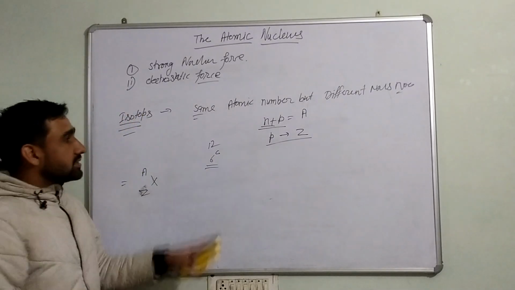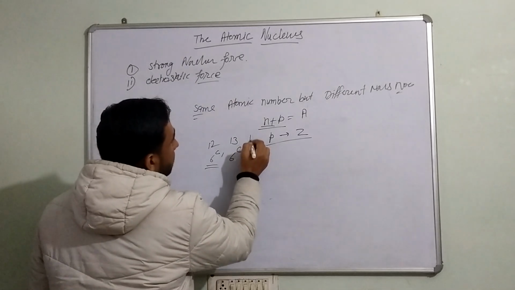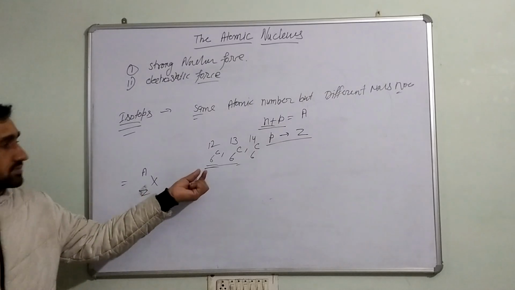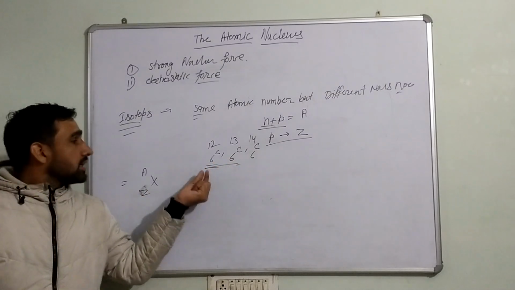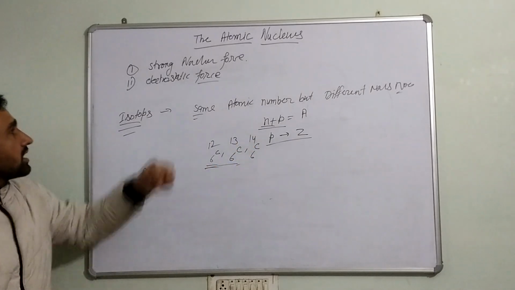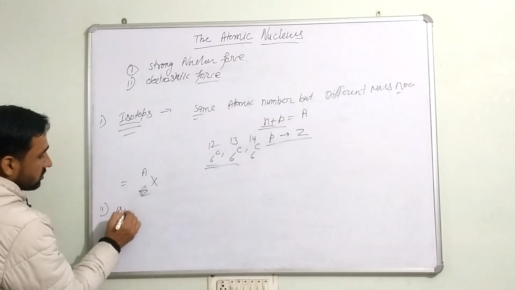Here if you write carbon 12, carbon 13 and carbon 14, these atoms all have the same atomic number 6 but different mass numbers, so they are isotopes. Now come to the second point: what are isotones?